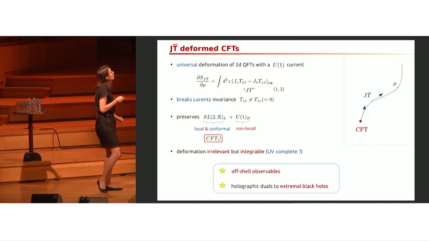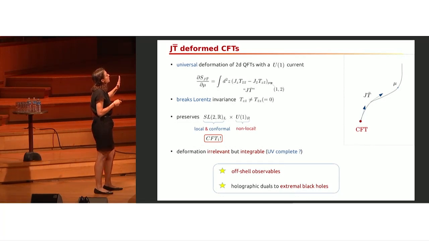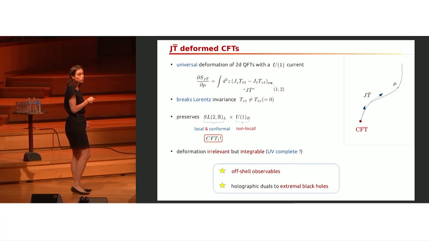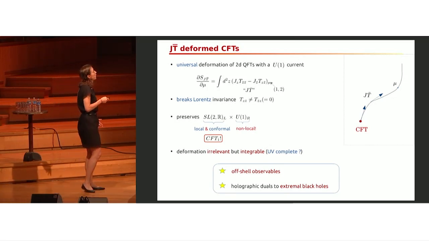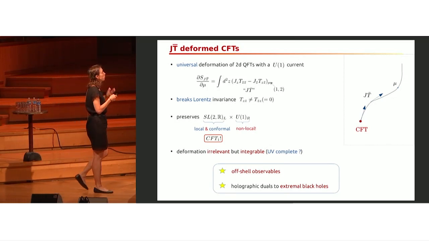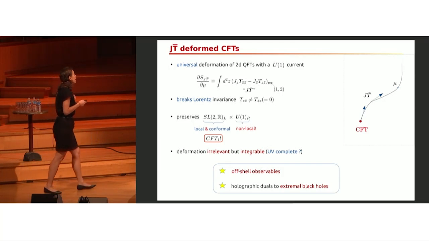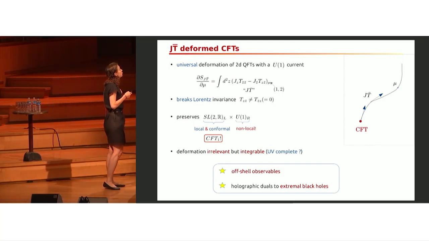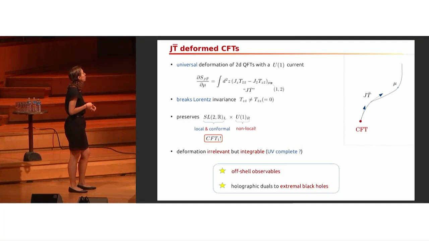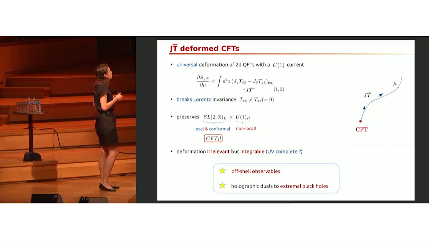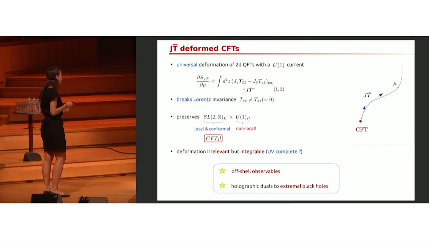The way to think about it is that this deformation is exactly marginal on the left, but irrelevant on the right. So on the left, it preserves locality and conformality of the theory, whereas on the right, the theory becomes completely non-local. And this structure is sort of involved. Basically, we have a CFT1, a one-dimensional CFT with some additional structure. This deformation, just like Tittybody, is irrelevant but integrable, and probably produces a UV-complete theory.